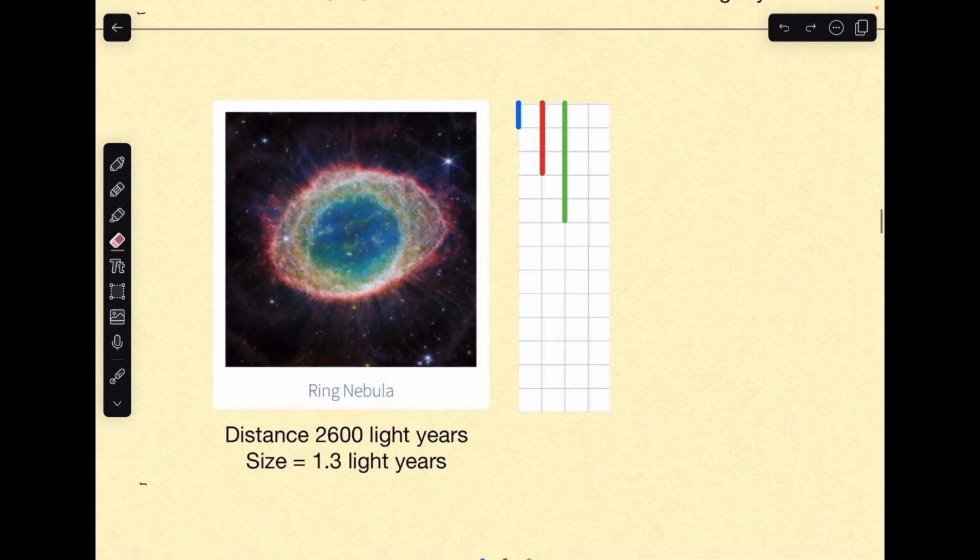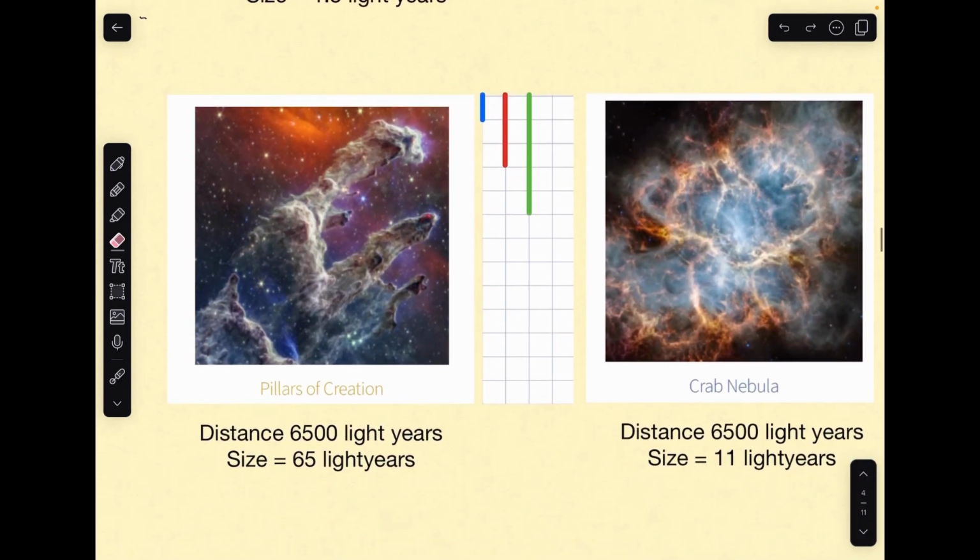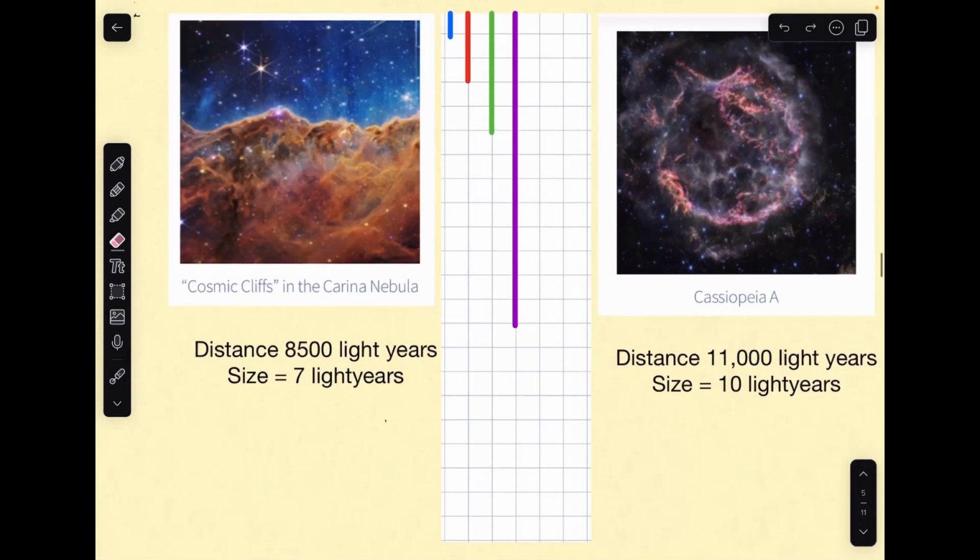You'll see that we make a big jump in distance when we move to the Pillars of Creation and the Crab Nebula. They are both about 6,500 light years away in different directions of the sky. Next, we come to the Cosmic Cliffs. This picture is one small part of the huge Carina Nebula. The distance of that nebula is 8,500 light years away.